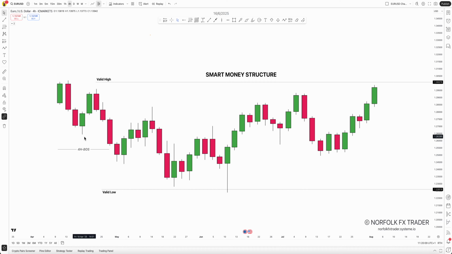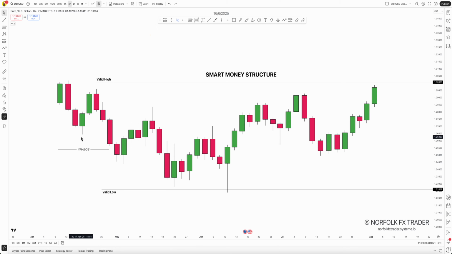And what we're looking for is where the market drops down in a bearish trend. When you're in a bearish trend in the market, what you're going to need to identify this smart money structure are 3 levels. You're going to need your break of structure level, your valid high, and your valid low. Now what this creates once you have your valid high and valid low is a trading range. And within that trading range is how you start to look for opportunities to trade.